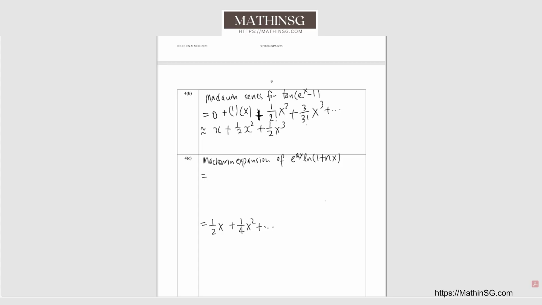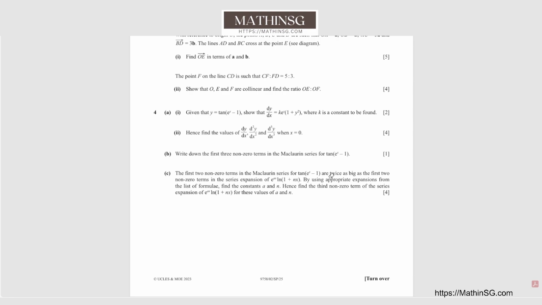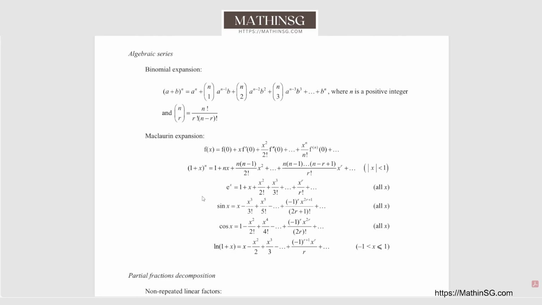Next, by using appropriate expansion from the list of formulas. One look at this, they ask you to use appropriate expansion from the list of formulas. It means use these formulas here. So you have e to the power of ax and you have ln(1 plus nx). So you're going to use these two expansions here. It's just that for this, instead of x, you have ax. For here, instead of x, you have nx. So you're going to replace the x in this expansion with ax and the x in this expansion with nx.